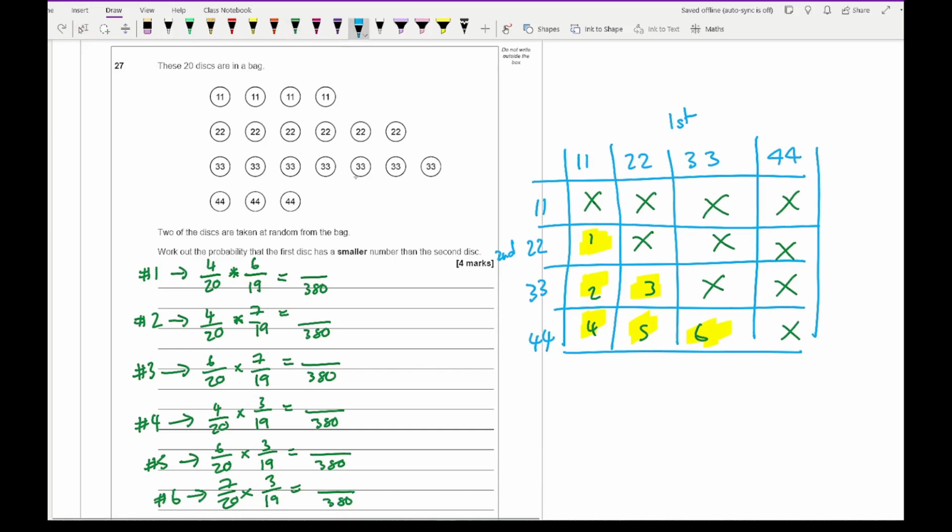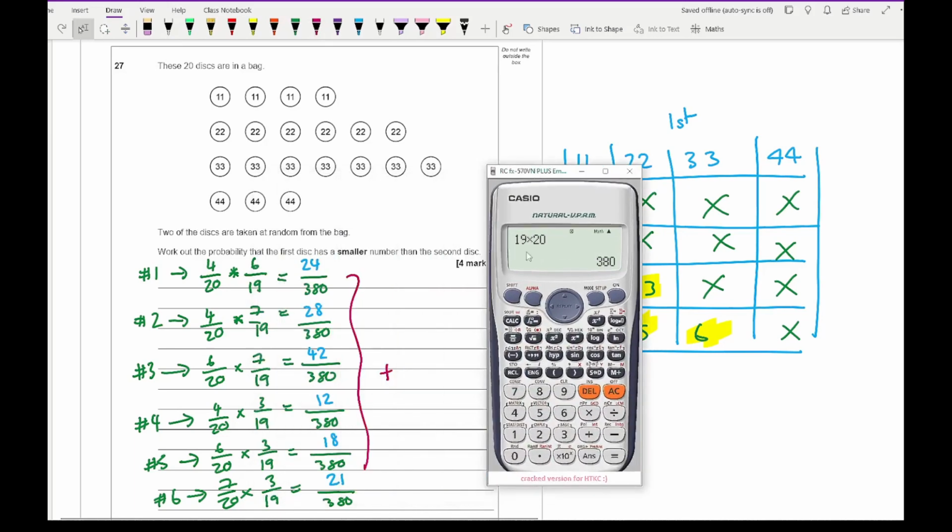And then all I then need to do is multiply the numerators together. So I've got 24, 28, 42, 12, 18, and 21. Then what I need to do is add all of these fractions up. Now, because the denominators are all the same, all I've got to do is simply add the numerators together. So I've got 24 plus 28 plus 42 plus 12 plus 18 plus 21. And that gives me a total of 145.